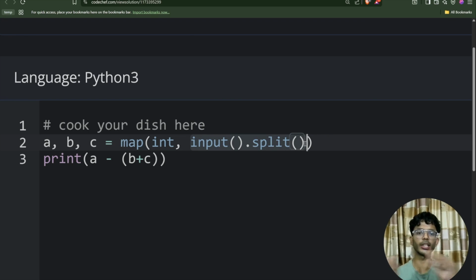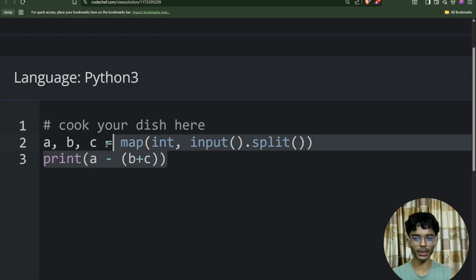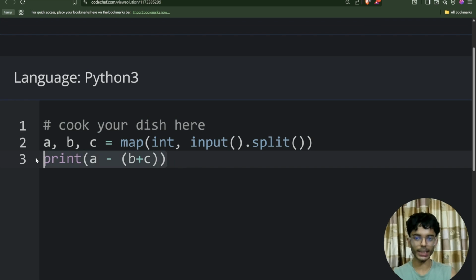Now we'll convert that list of strings into a list of integers using this map function and will map all of those elements of the list inside A, B, and C. And in the end, we'll be printing A minus (B plus C). Notice here to include these brackets to keep the expression mathematically correct. Otherwise, you'll be getting a wrong answer. So yeah, this is pretty much the solution in Python.